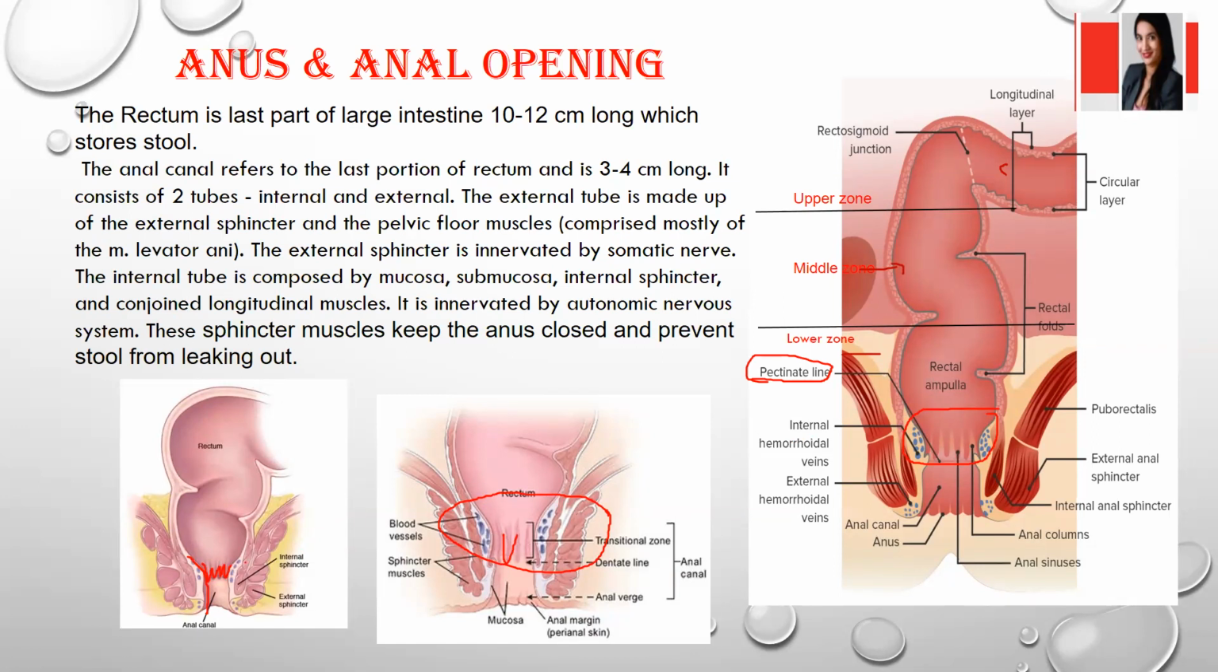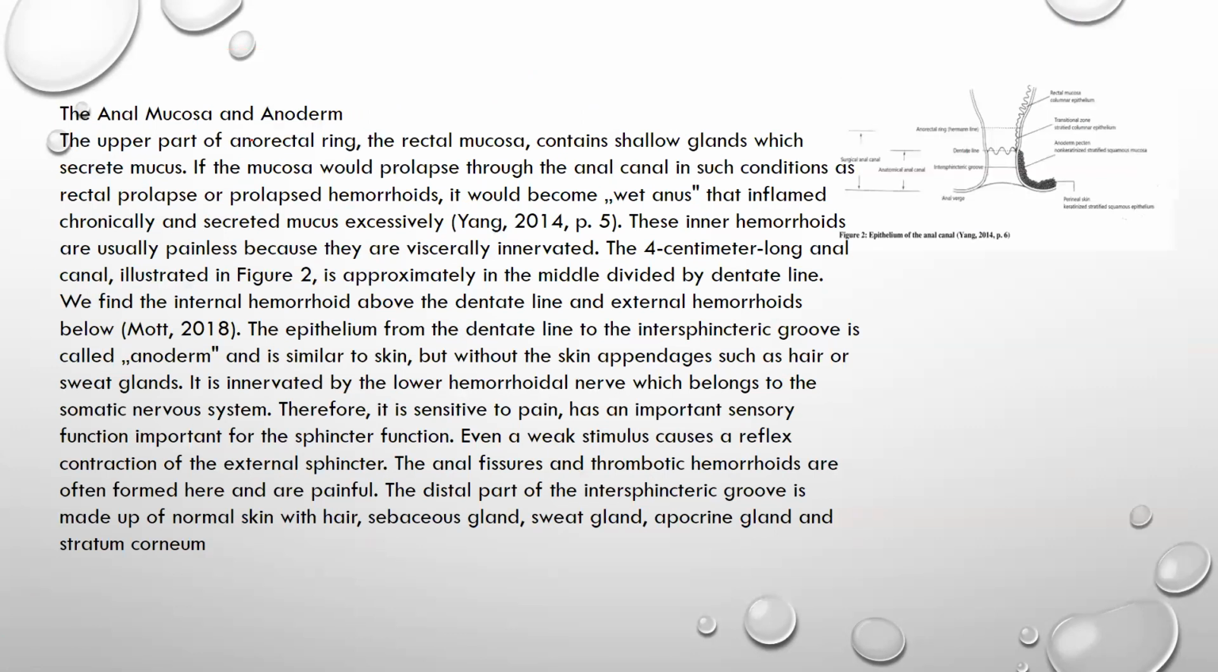And this is what you will understand through this slide. Anal mucosa, we're talking about the anal canal. This is the anoderm area. The upper part of the anorectal ring, the rectal mucosa, contains shallow glands which secrete mucus. If the mucosa would prolapse through the anal canal, sometimes because of this high pressure, and if the patient has weaker pelvic floor muscles and pressure is very high, this mucosa can start coming downward.